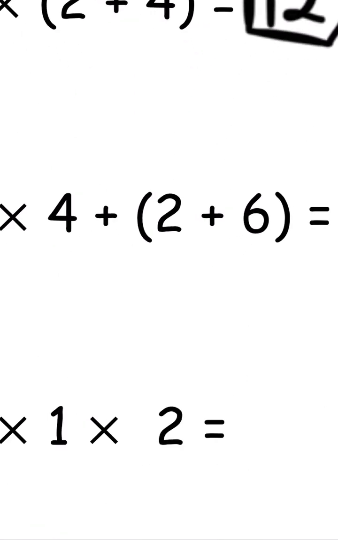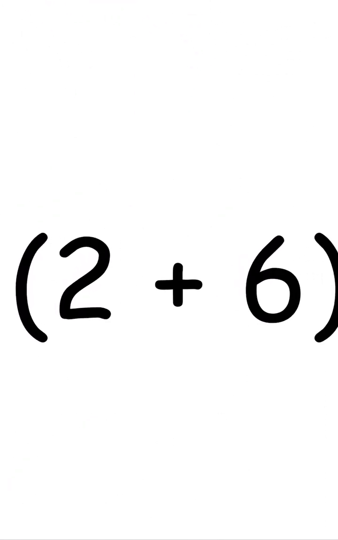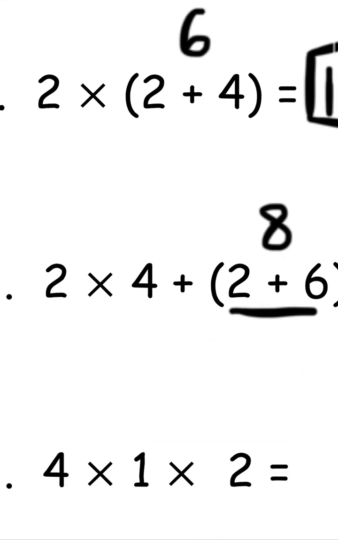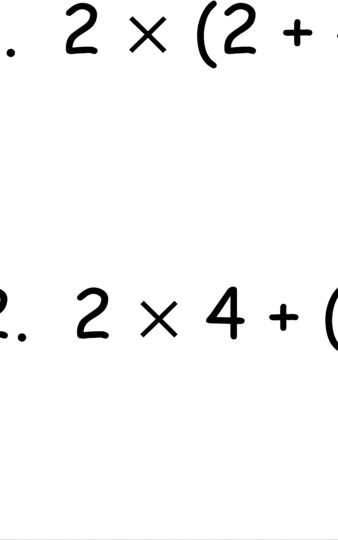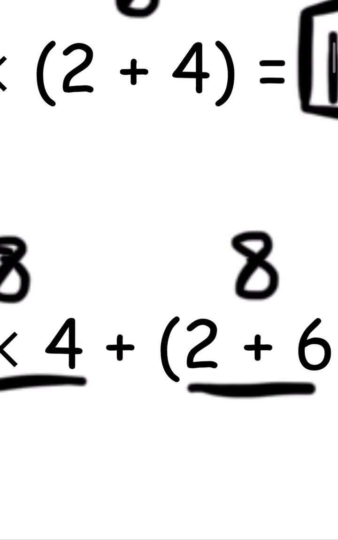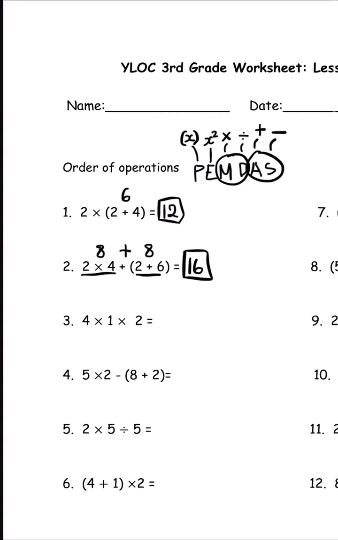For number 2, we need to first add the numbers that are inside the parentheses again. So 6 plus 2 is going to be 8. Then 2 times 4 is going to be 8. And if we add them, it's going to be 16. So 16 is going to be the answer for number 2.